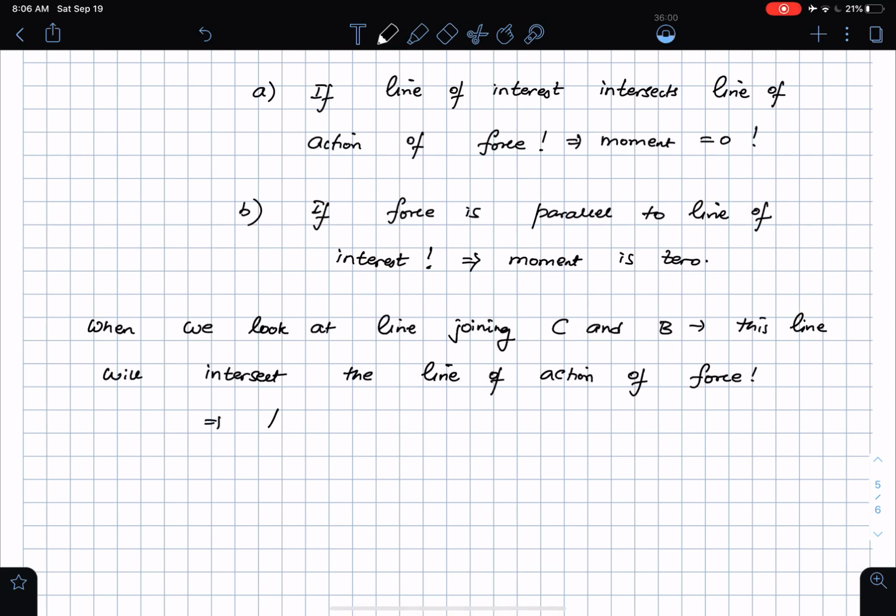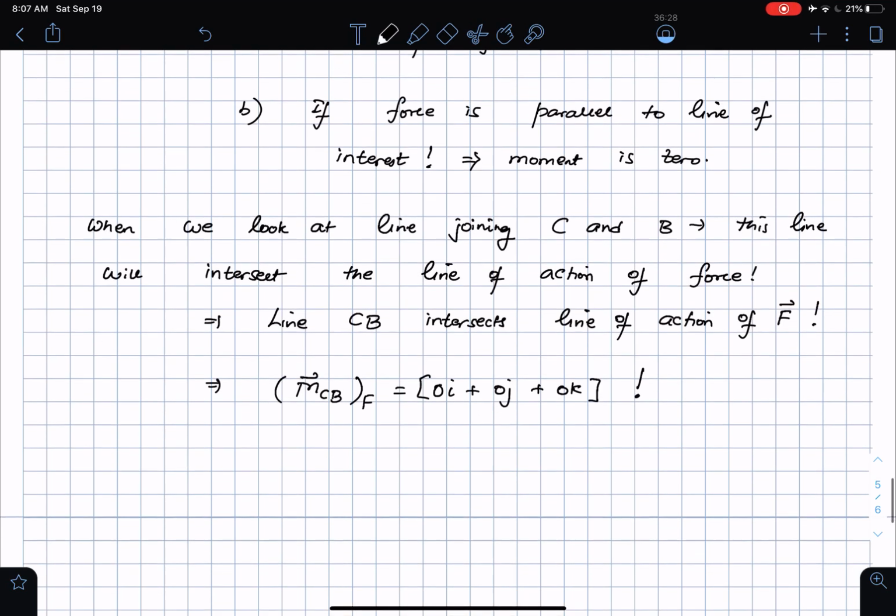Okay, which means that line CB intersects the line of action of the force, which means that the moment about CB due to the force F is 0i, 0j, and 0k.